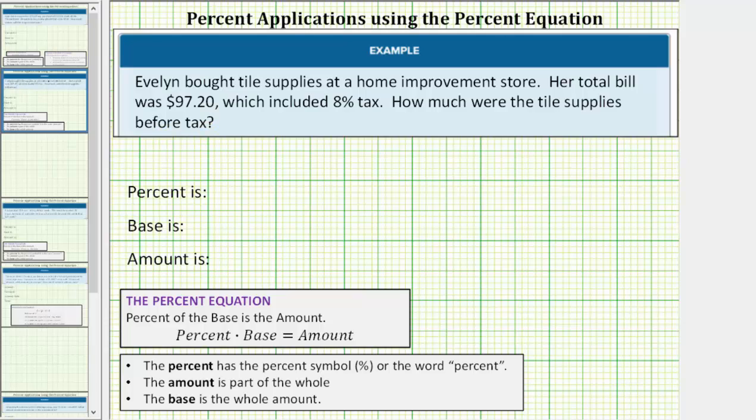So we need to be careful in this problem because the $97.20 represents 100% of the sale price plus the 8% tax, which equals 108%. So the $97.20 is 108% of the price before tax, which means to solve this problem, we need to answer the question, $97.20 is 108% of what amount?